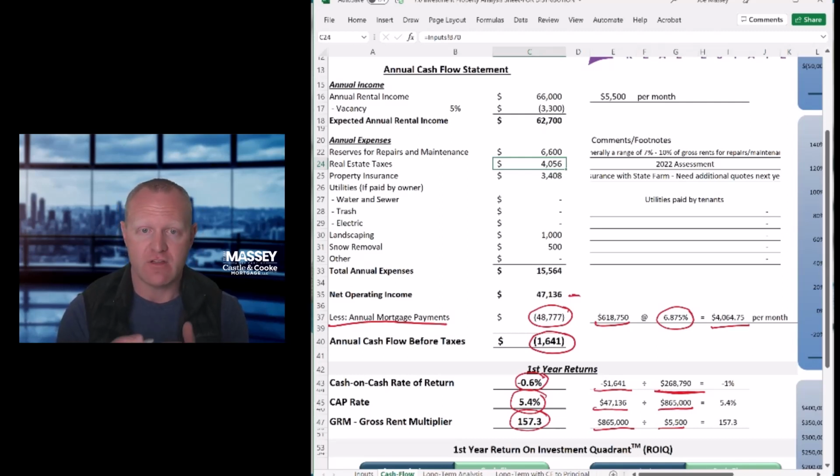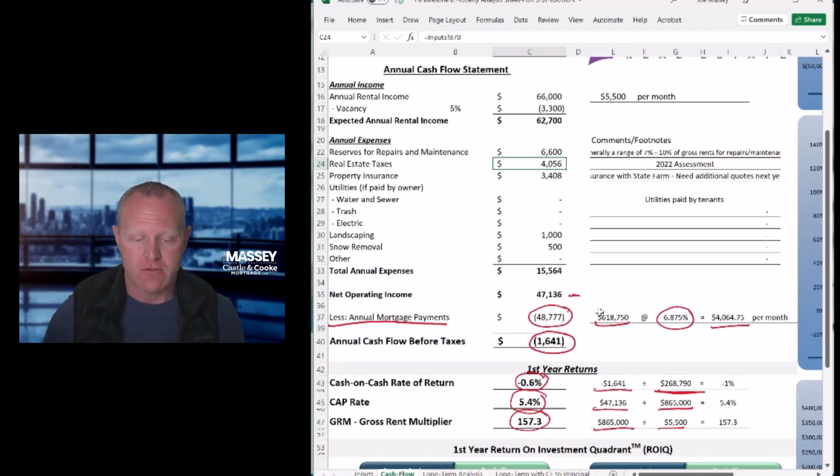All right, and I think you guys are going to see this is at that upper range. And remember, gross rent multiplier, lower is better. This is at that upper range of that 130, 135 to 160, 165. But I think this is still a pretty good deal. And I would love to hear what you guys think in the comments down below. So those are our initial first year returns.